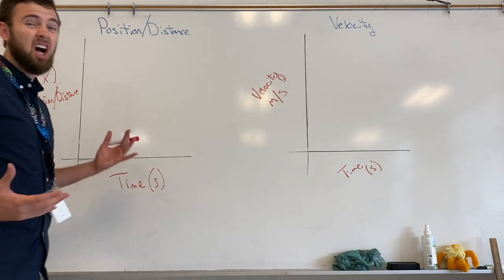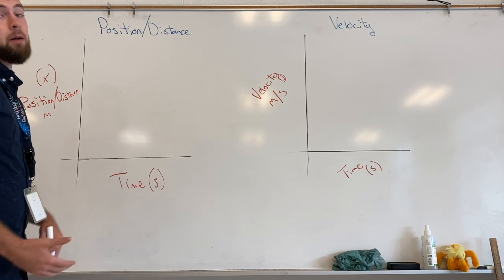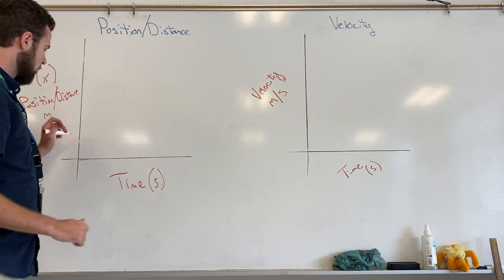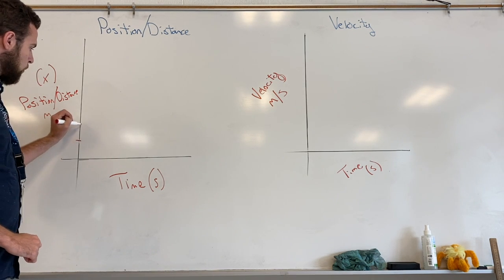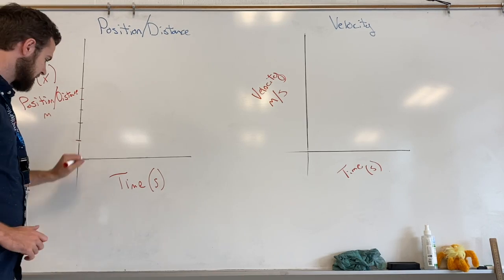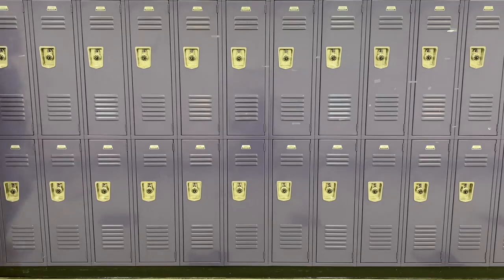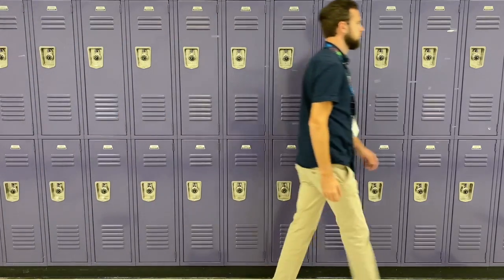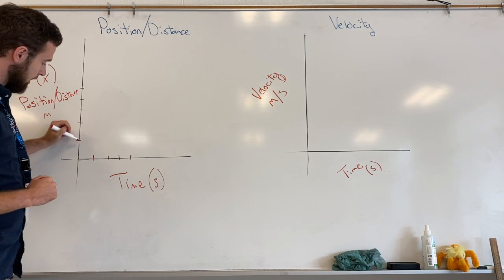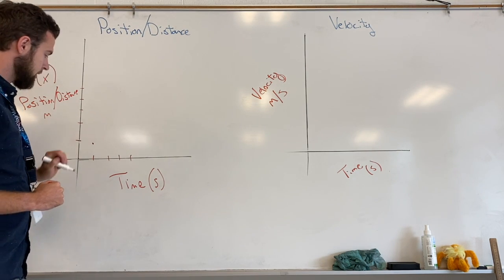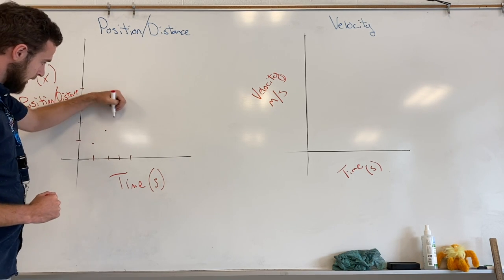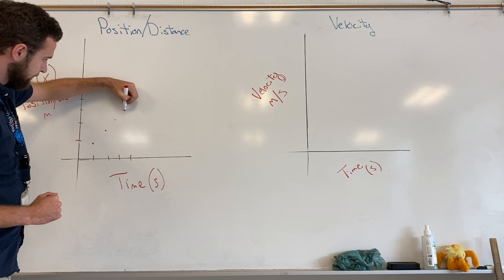Now, if you're moving at a constant motion, we can graph that change on a position time graph. So maybe you are moving at 1 meter every second. I would say, okay, well then if I start at the 0 point, I would be here. If I moved 1 meter in 1 second, I'd be here. Another meter in another second, you'd be here. And that trend may continue.